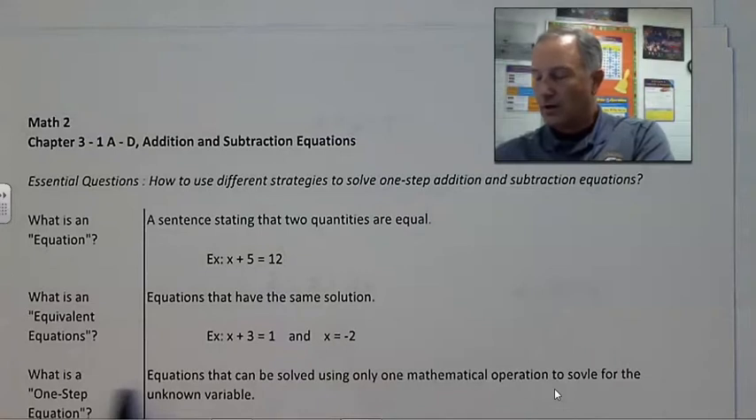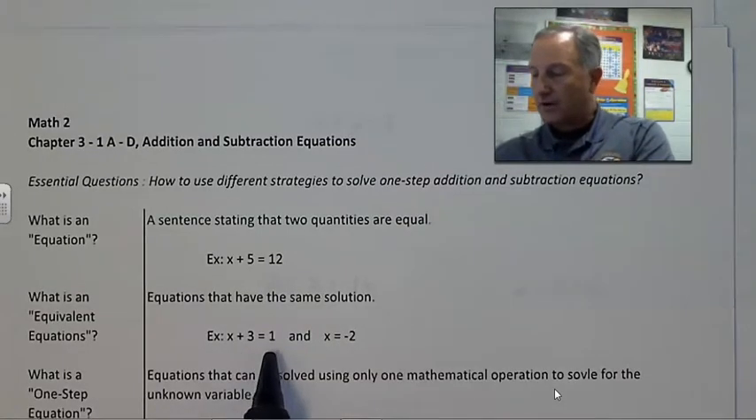Okay, so here's another example of equivalent equations. x plus 3 equals 1, x equals negative 2. It's the same thing because negative 2 right here gives you the 1.